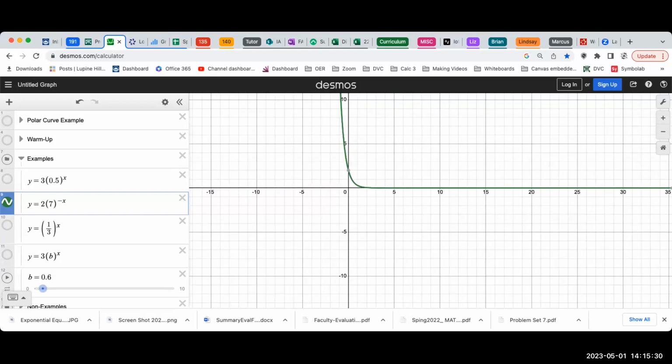Now it's decaying. Why is that? Because now the negative is going to turn this into 1/7 to the x. So it's going to be smaller than 1. If there's a negative behind the 7, the graph disappears, because it's not an exponential.